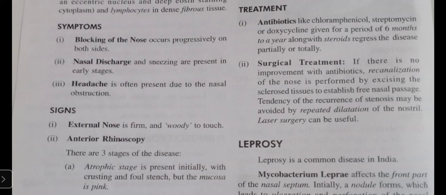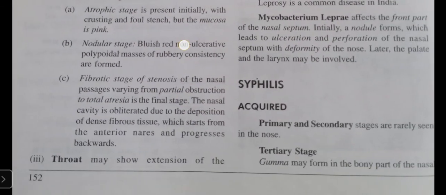The nasal cavity obstruction is by deposition of dense fibrous tissue. This deposition will start from anterior nares and it will progress backwards. So because of deposition of that fibrous tissue, the nose will become hard and firm, and it will cause narrowing of the nasal cavity, partial closure, or total atresia of the nasal cavity. Okay. Then what happens to the throat? These are the three stages.